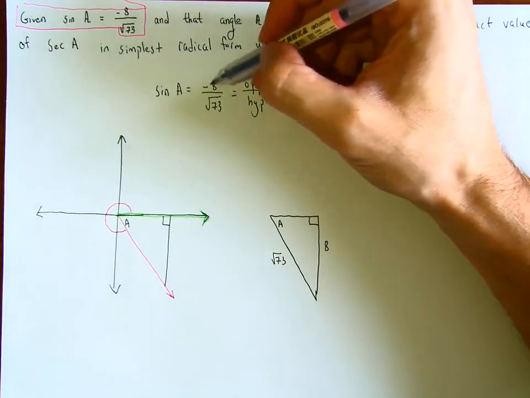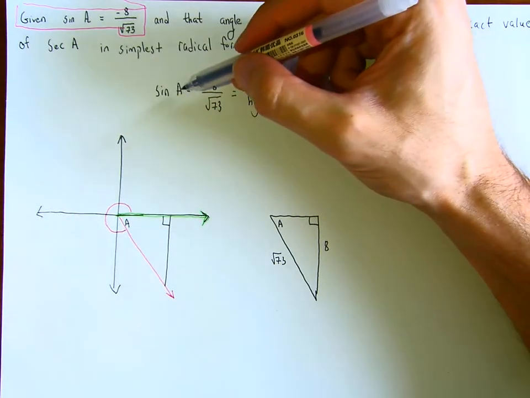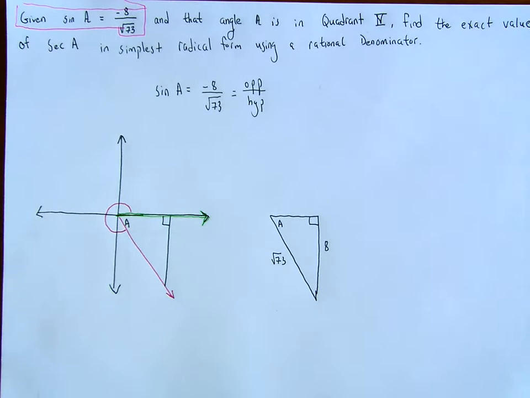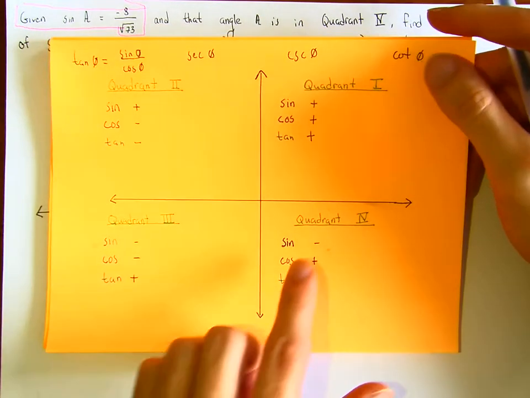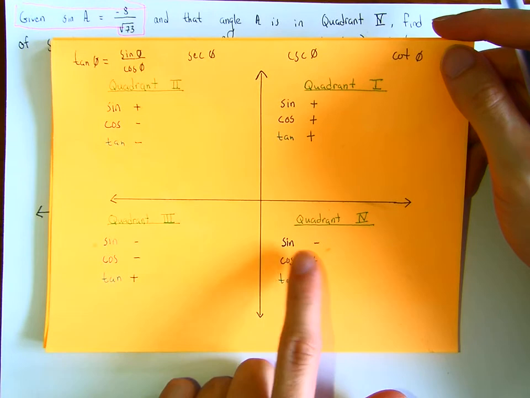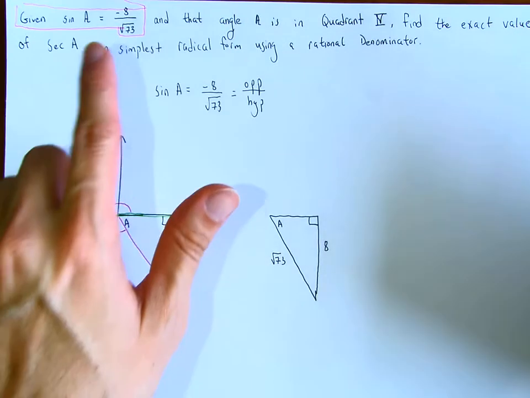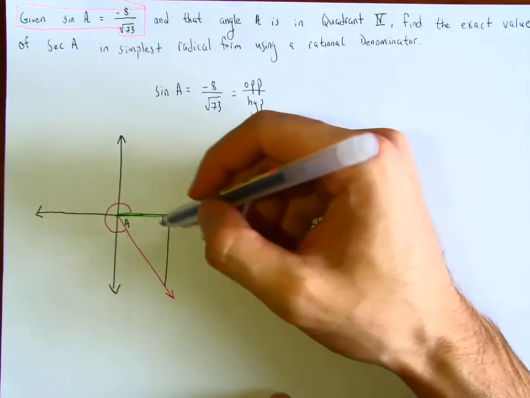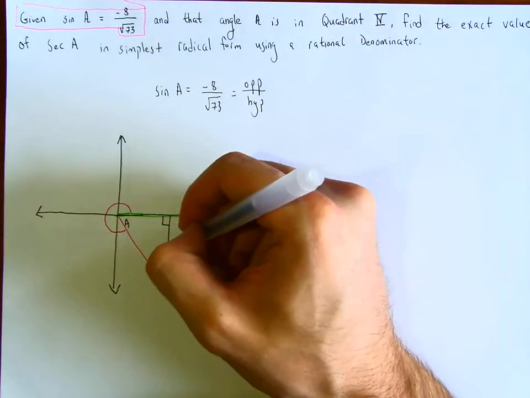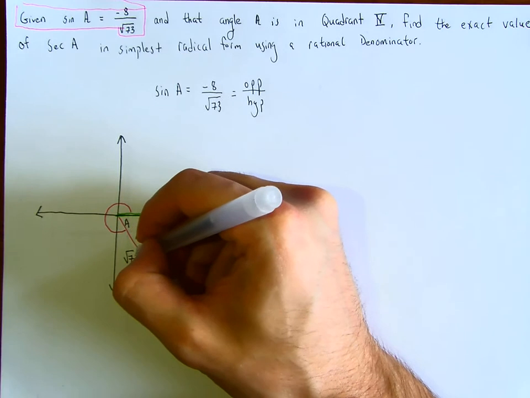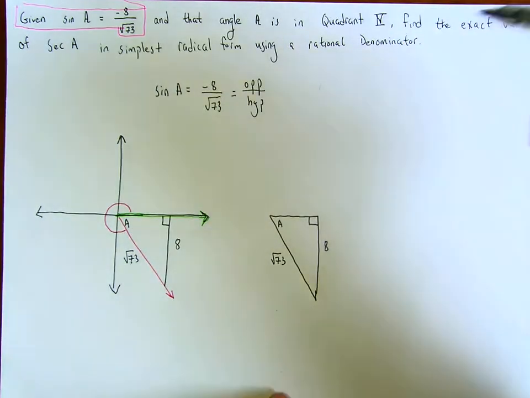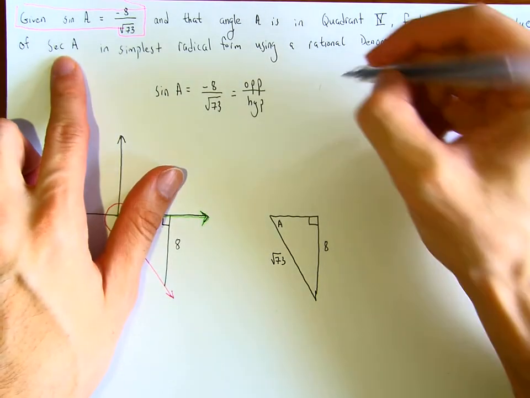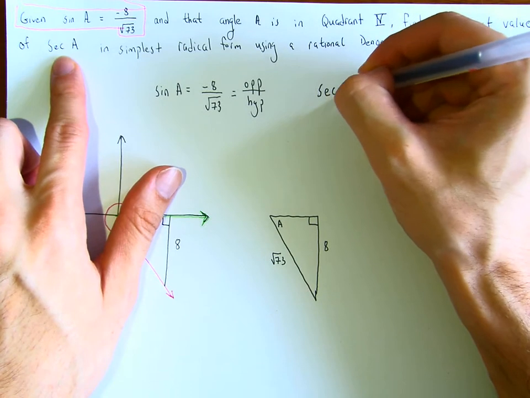Now, why is sine of A a negative value? We have to remember that sine is negative in quadrant 4. So that's why this sine value is negative. So what is the question asking from us? It's saying, if you know that this is 8 and this is square root of 73, what's the question asking? It's asking you for secant of A. So what is secant of A?